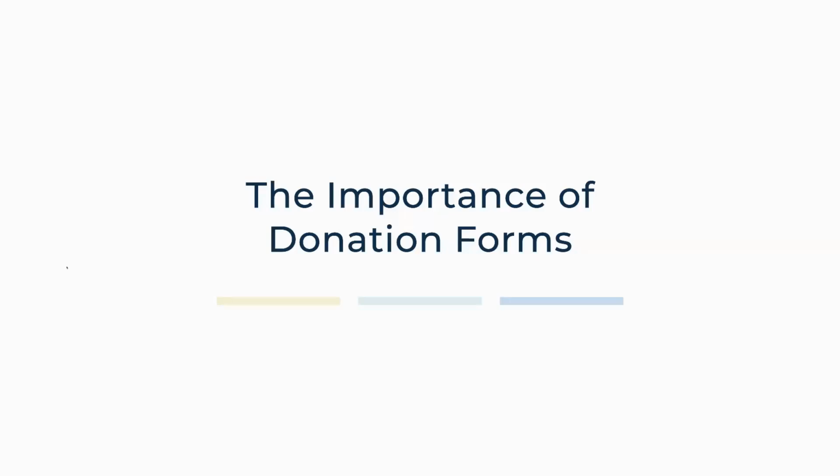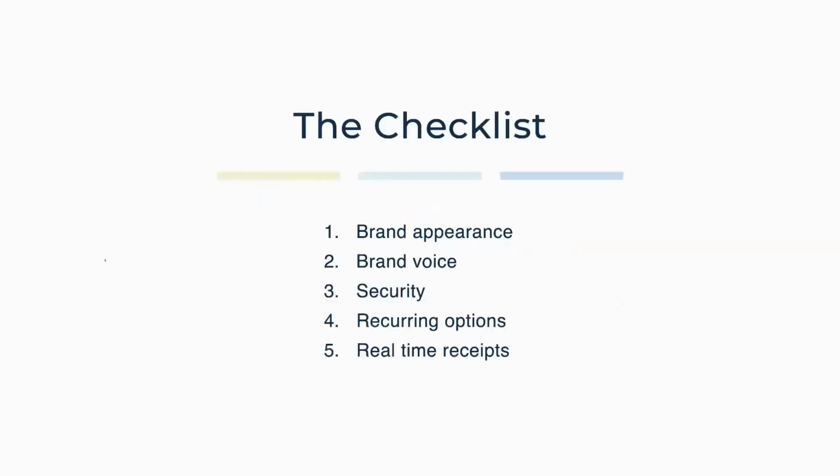So at Click and Pledge, we know that each mission is going to be a little bit different, and so are your donation forms. But after thinking, we came up with 5 aspects of your forms that we think every nonprofit should consider. These being, first off, your brand appearance. Second, your brand voice. Third, your form's security. Fourth, recurring options. And lastly, real-time receipts. Our team thinks with an attention to detail on each of these aspects, your nonprofit can position itself for more success in the long run.